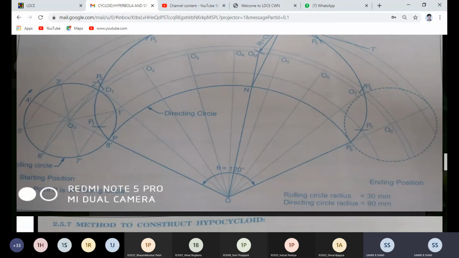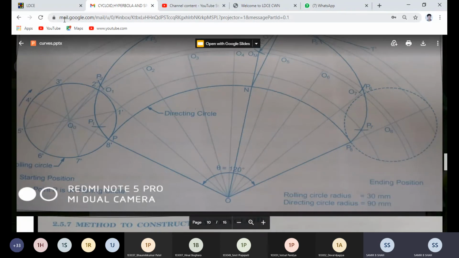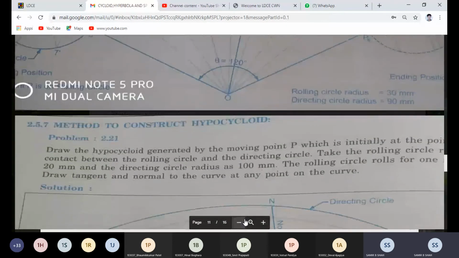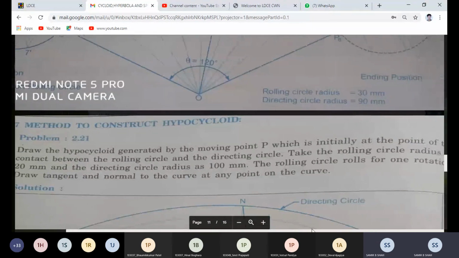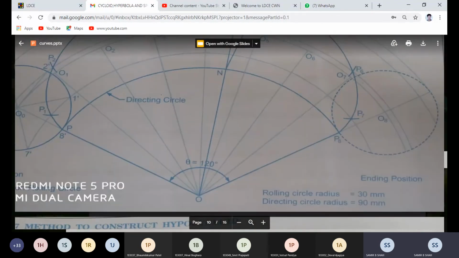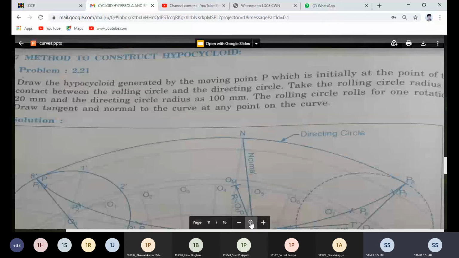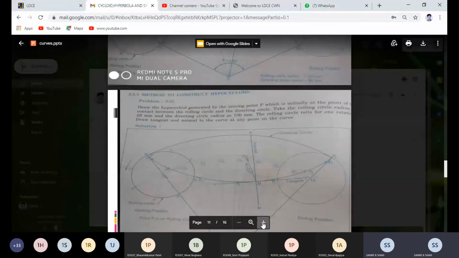now next one, that is the sub point of the cycloid, or we can say the last point of the cycloid, that is hypocycloid. The same method which we follow in the epicycloid, but the difference is that in epicycloid the circle rolls outside of the directing circle, while here the circle rolls inside the directing circle. I just read the data, so it may be very clear in our mind what we have to do.